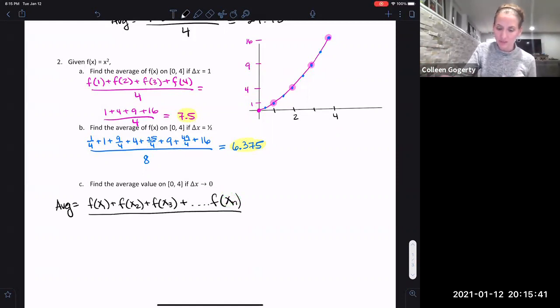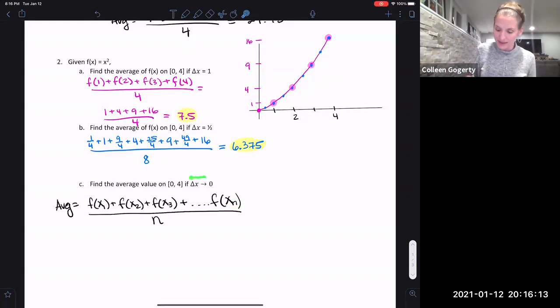Well, in part 2a, I had 4 points that I calculated outputs for, divided by 4. In part B, I had 8 outputs, so I had to divide by 8. In part C, I have n outputs, so I'm going to need to divide by n. And whatever that value would be would end up giving me my average overall of all the outputs that I could potentially have along this curve.